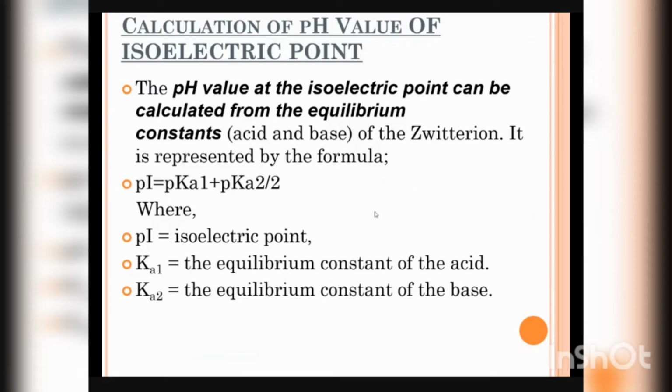The pH value at the isoelectric point can be calculated from the equilibrium constants of the acid and bases of the Zwitter ion. It is represented by the formula pI = (pKa1 + pKa2) / 2, where pI represents the isoelectric point, Ka1 represents the equilibrium constant of the acid, and Ka2 represents the equilibrium constant of the base.